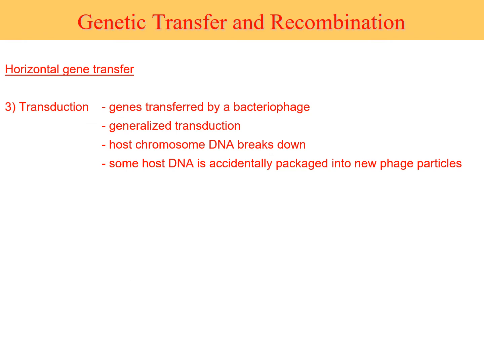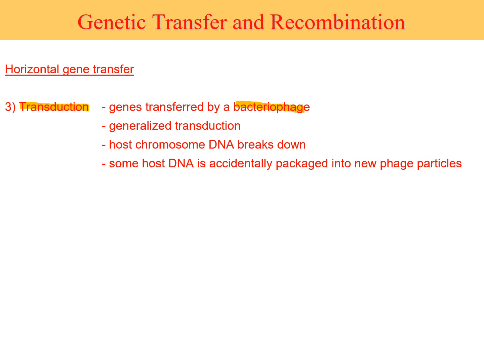And the third that I want to talk about is transduction, another type of horizontal gene transfer where it's transferred by the bacteriophage. The example I talked about in lecture 7 was specialized transduction, where it's a transfer by bacteriophages when they pick up a piece of DNA that's immediately adjacent to prophage DNA inserted in the genome.